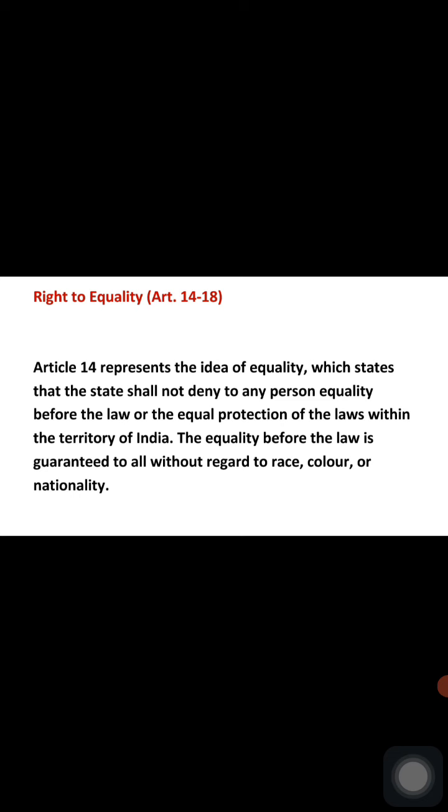So this article provides the equal opportunity to all and equal protection to all within the territory of India. And this equality before the law is guaranteed to all without regard to any race, color, or nationality.